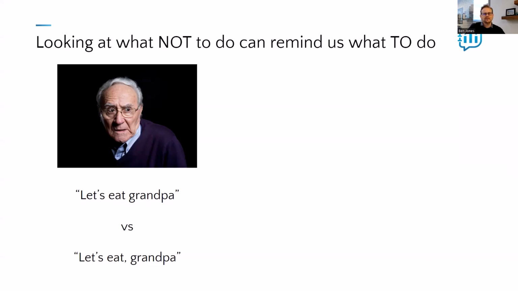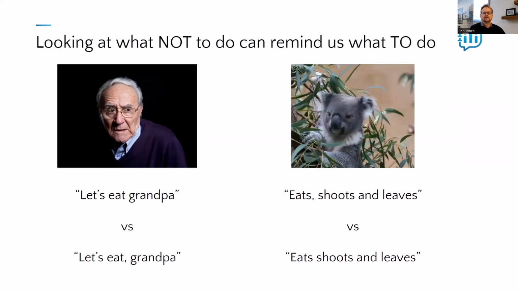Additionally, inclusion of a comma can change a nice fuzzy creature we see at the zoo into a deadly bar patron. And that is either describing the way a koala goes about eating in a restaurant or simply what they eat off of a tree. Okay, so little details can make a huge difference.